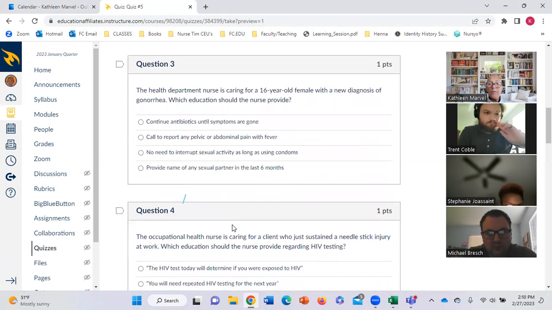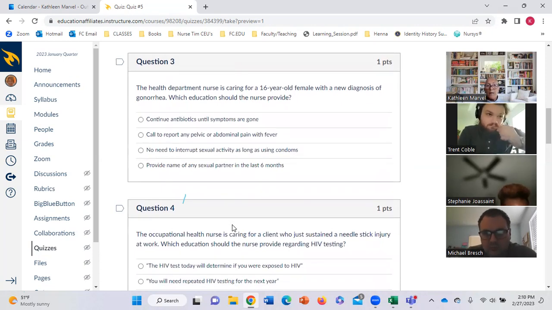Okay, the health department is caring for a 16-year-old female with a new diagnosis of gonorrhea. Which education should the nurse provide? What's the correct answer here? Okay, so we know she has gonorrhea. We know she has a bacterial infection. So what are we watching for? A fever. I heard pain and fever. What else? Call to report any pelvic or abdominal pain with fever. Right. And again, clinical judgment. Why is that the right answer and the other ones are not?